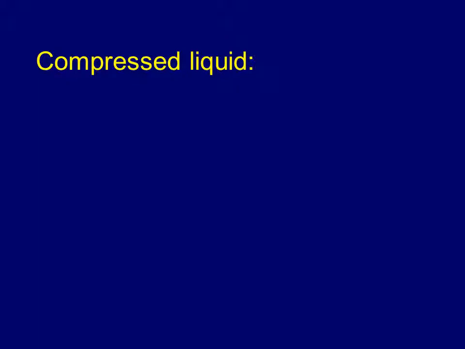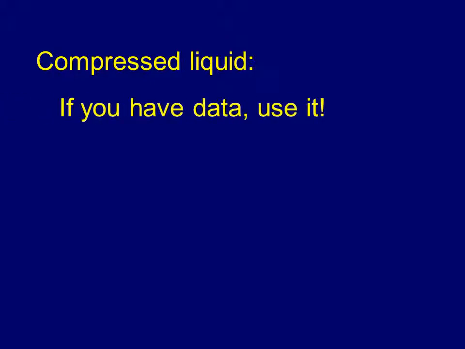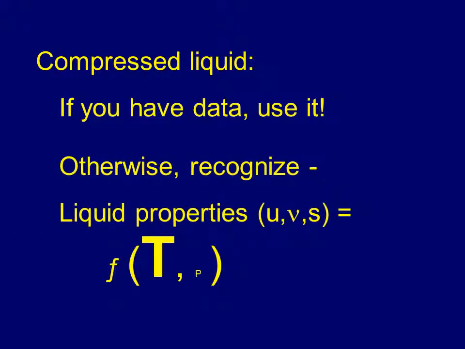Now, a compressed liquid is one where the pressure is higher than the saturated pressure for a given temperature, also called a subcooled liquid. Sometimes you have compressed liquid tables, and if you have that data, definitely use it. But many times you won't have that data, so you have to make an approximation.